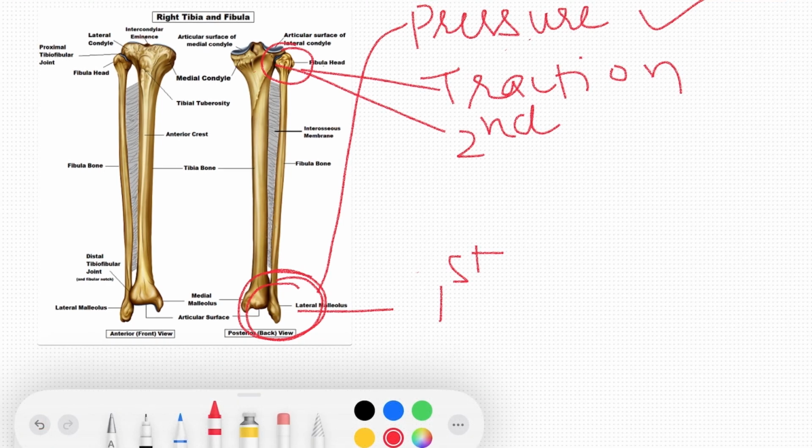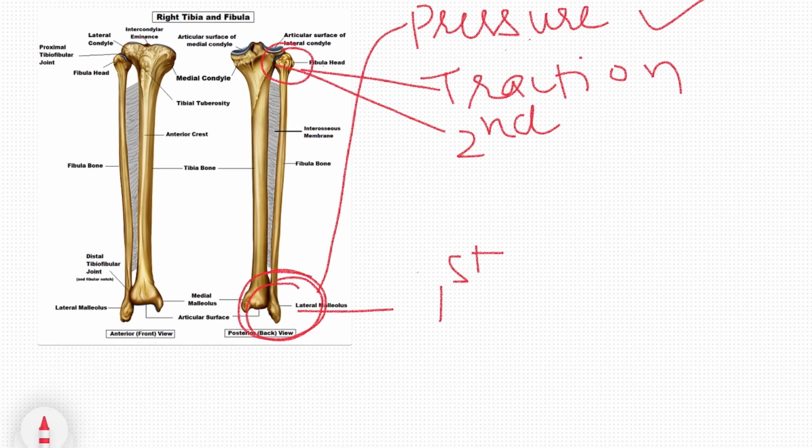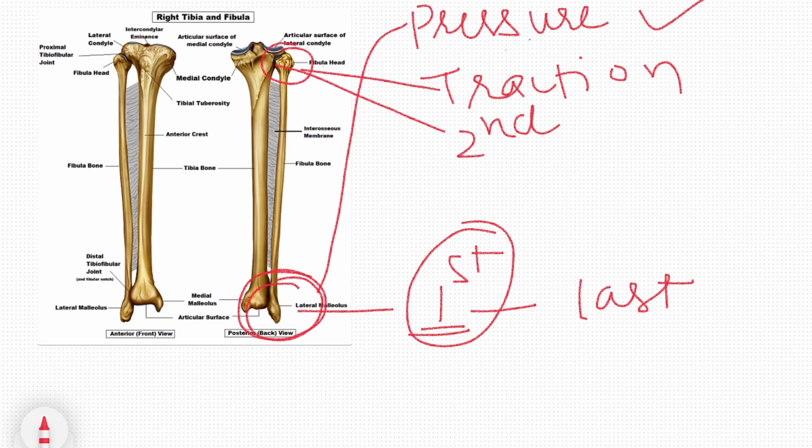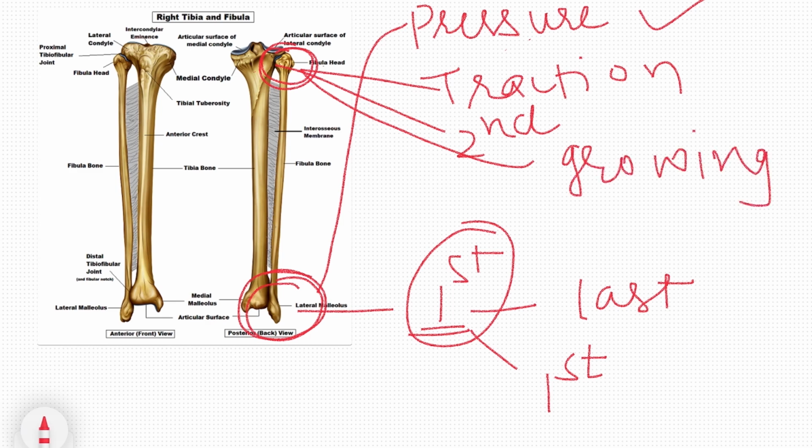Now, as per the other law of ossification, the ossification center which appears first has to fuse last. But here in the fibula, this center appears first as well as fuses first, as this upper end is the growing end of the fibula. Thus, it violates the law of ossification.